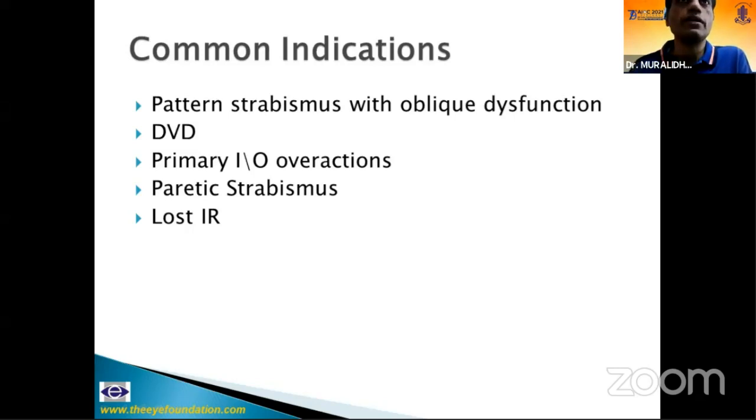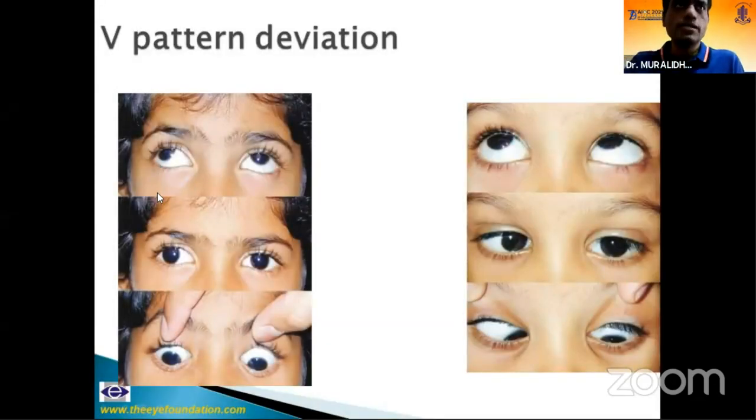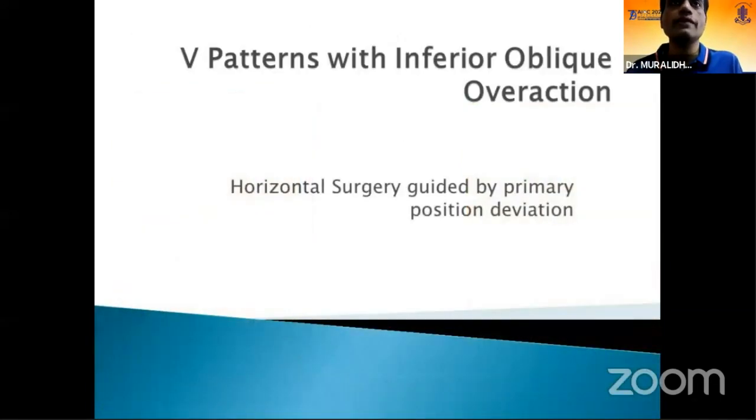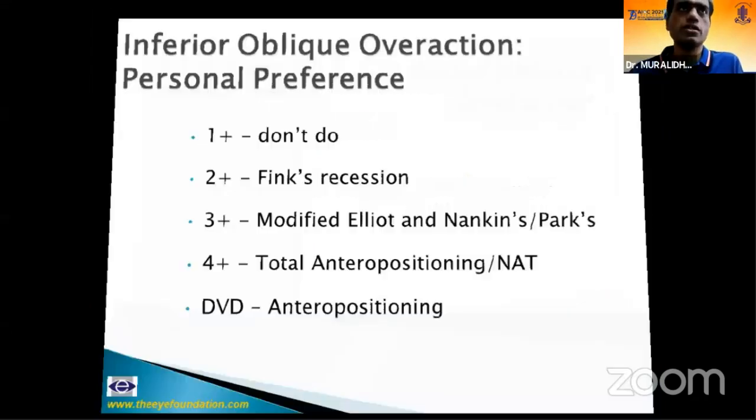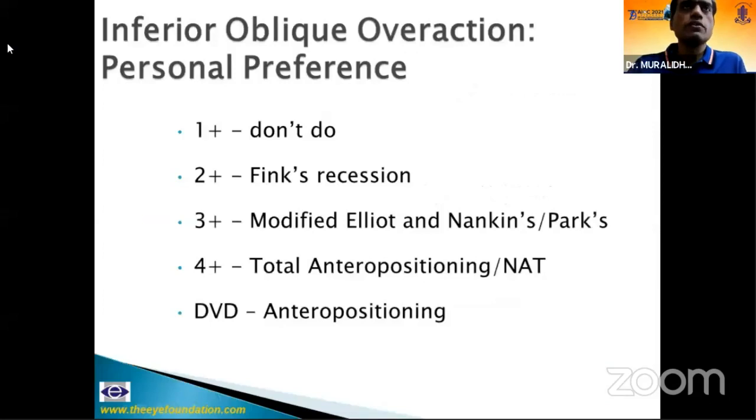Also, you can do an inferior oblique anteroposition. So these are a few indications. This patient has a V pattern exotropia, and this patient has a V pattern esotropia. We do oblique muscle surgery in addition to horizontal muscle surgery when there is associated over elevation in adduction or an inferior oblique overaction. The horizontal surgery is guided by the primary position deviation. If it is only a 1+ inferior oblique overaction, we don't do it.